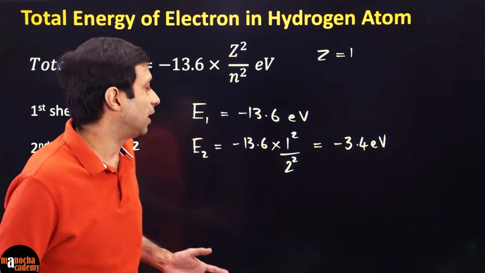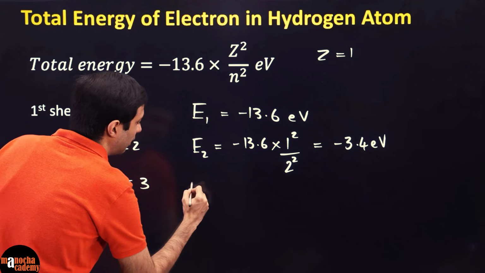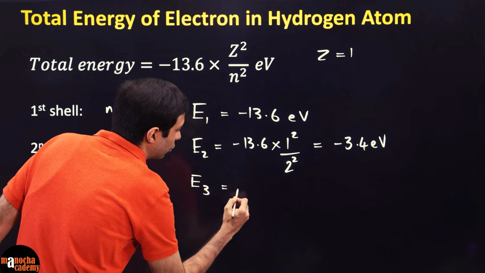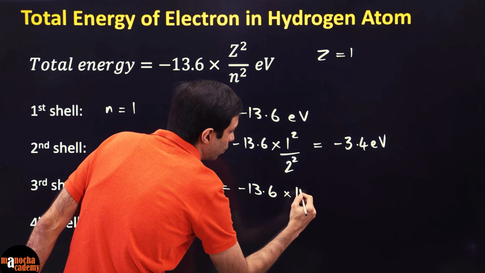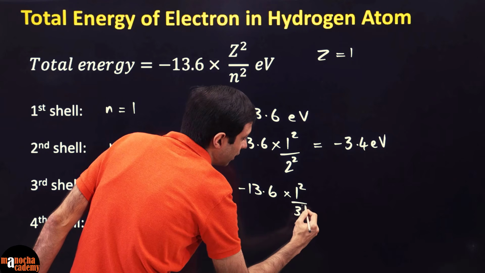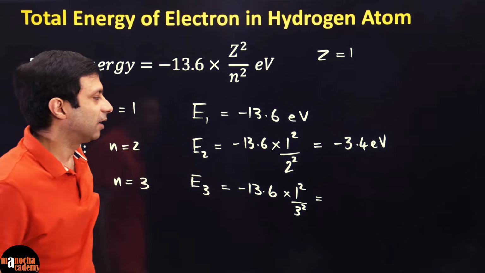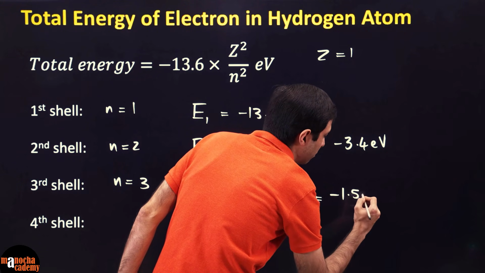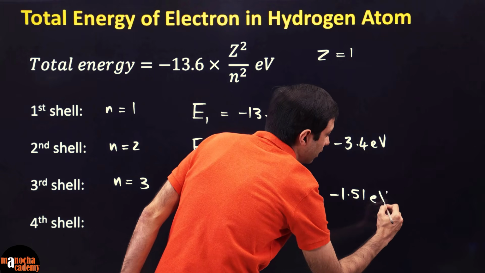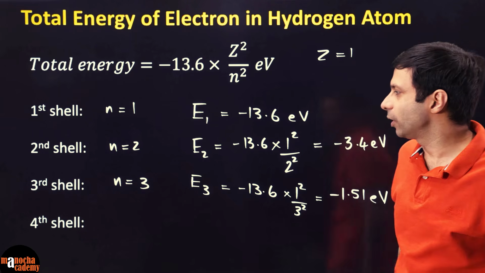Now let's look at the total energy in the third shell. So in third shell, we know N equal to 3. E3 is going to be minus 13.6 times 1 square divided by 3 square. Atomic number 1, shell number 3. So if you substitute these values and do the division, you'll get minus 1.51 electron volt, the total energy in the third shell. And let's look at the total energy in the fourth shell.